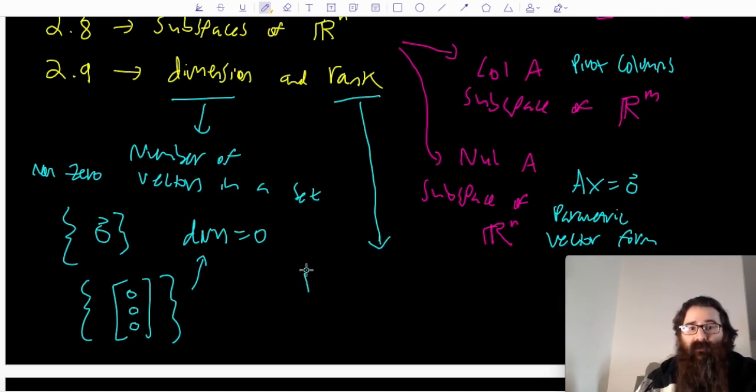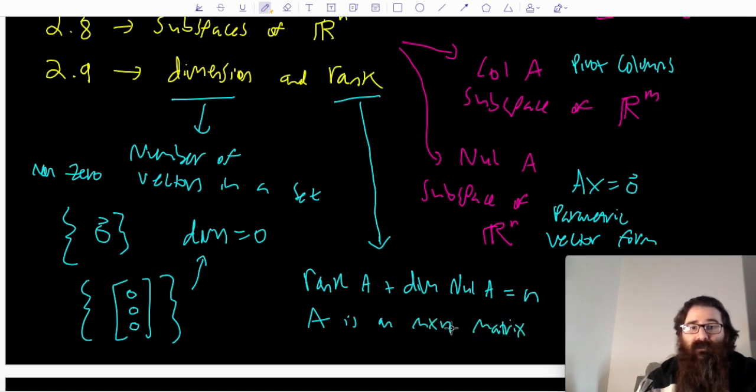We can describe that as the rank of a matrix A plus the dimension of the null space of that matrix A is equal to lowercase n, where A is an n by n matrix. So n really refers to the number of columns in that matrix. But I have this very nice arithmetic formula that I can use known as the rank nullity theorem.